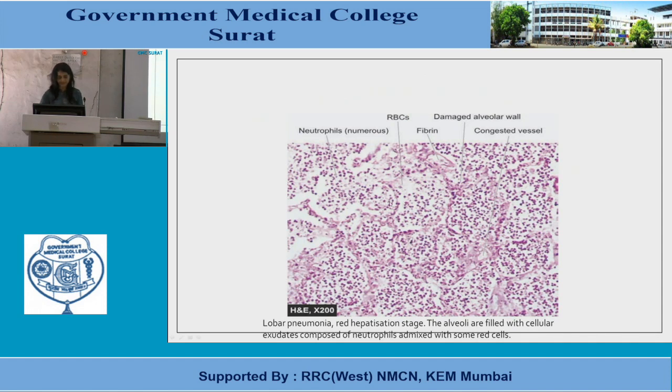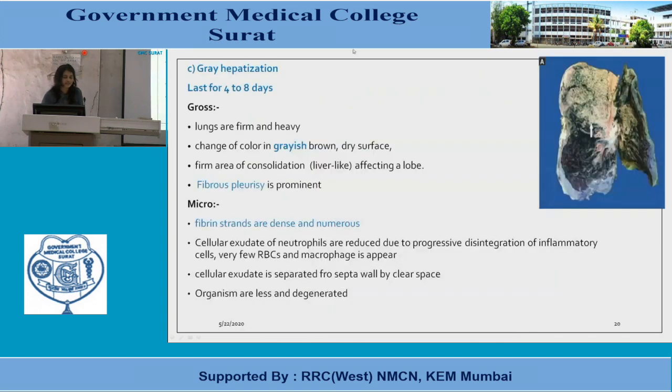Third is the stage of gray hepatization, which will last for 4 to 8 days, in which the lungs are firm and heavy. Now the color changes. Initially the color was red. Now the color will be grayish brown and the surface dry. But the consistency is the same, firm, just like a liver. So it is the stage of gray hepatization. And in this stage, fibrinous pleurisy is prominent.